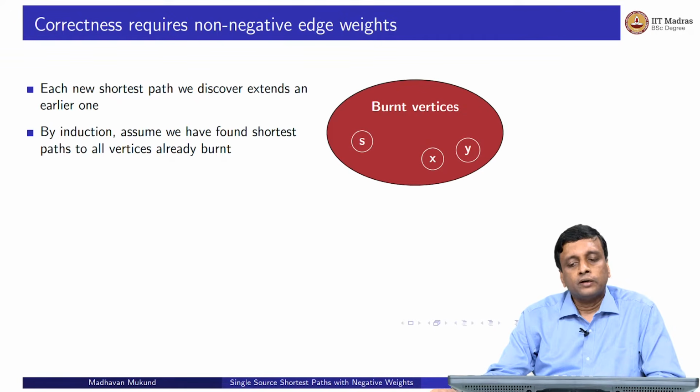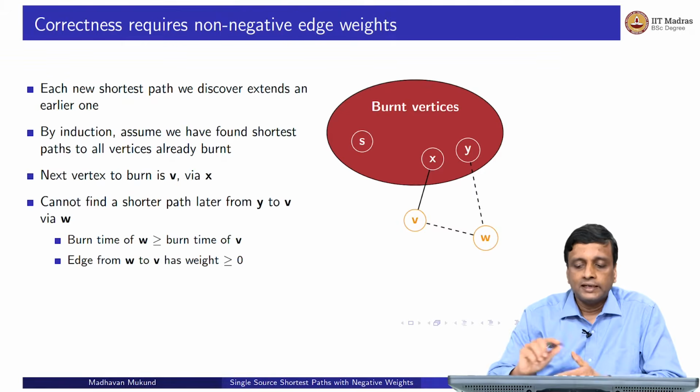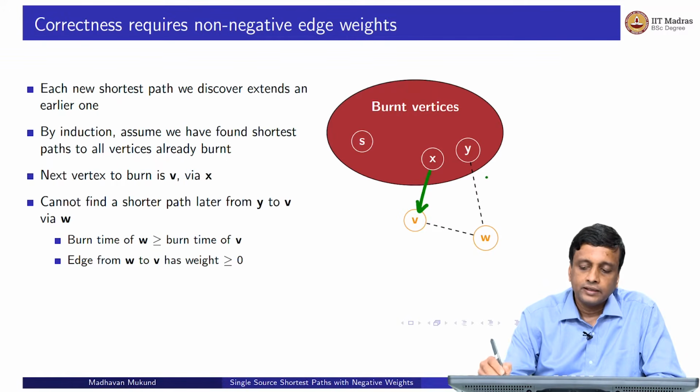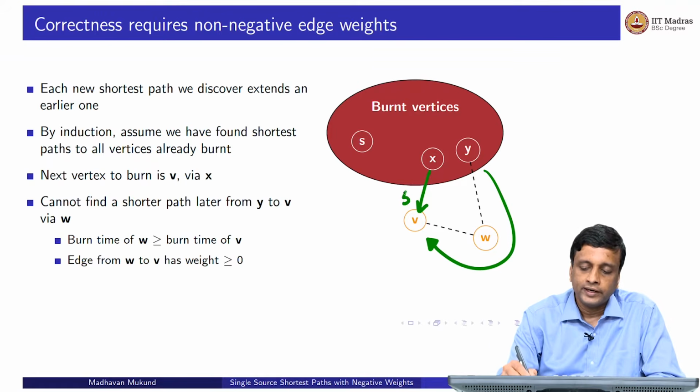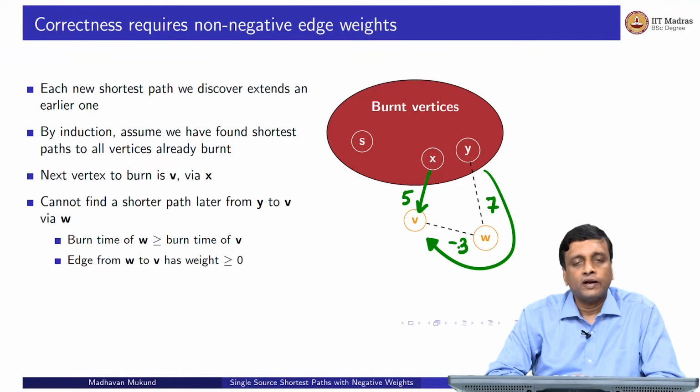So for this to work, we had this proof which said basically that if I extend my thing in this direction, then coming from here cannot produce a shorter path, and this required all my edge weights to be non-negative, because we said for instance that if we had a negative weight like 5, 7 and minus 3, then we could in fact discover later on through W a shorter path in terms of the costs to V than we can discover right now. Right? So we could not apply this anymore.